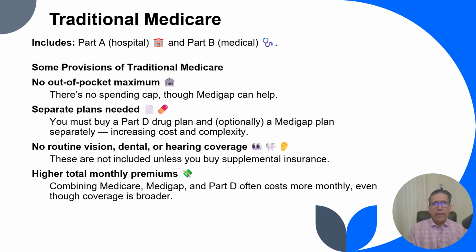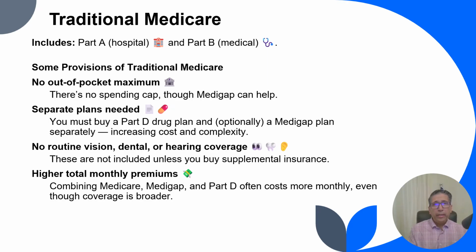So that's multiple plans, different premiums, and separate enrollment. I know it sounds confusing, but that is something you're faced with when you are in the traditional Medicare plan, and it's on you to manage all the different coverages, their premiums, their monthly bills, and all of that. So keep a checklist of what each plan covers to avoid gaps and make sure all your needs are included.